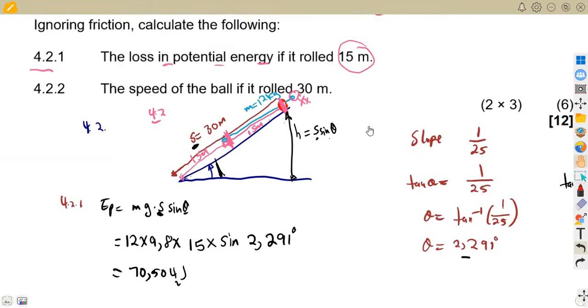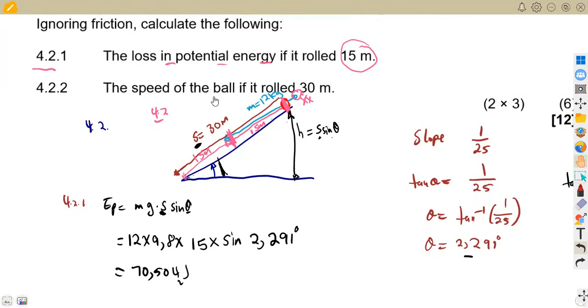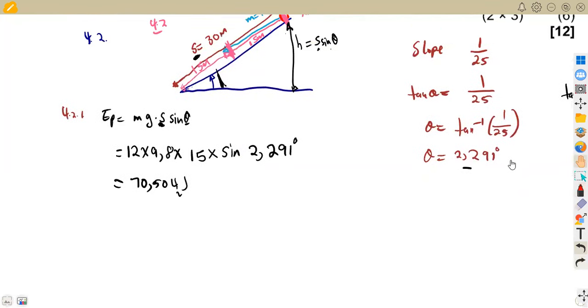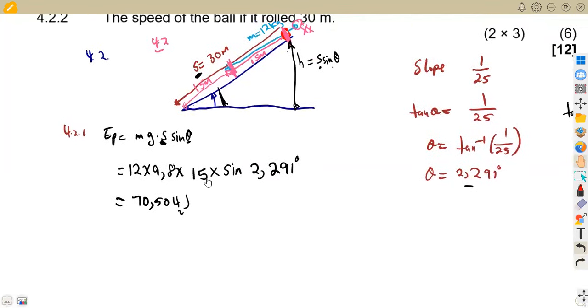Then if you check on 4.22, you're given the speed of the ball if it rolled 30 meters. Now they are referring to the whole ground now, to the whole distance of 30 meters. We are including the whole distance of what? 30 meters. What is going to be the speed? All right. So how can we calculate the speed? Let us see what we are having on our information. Let us see. We are having the potential energy. All right. We are having the distance, which is 30 meters. Let's just take this into consideration and see.